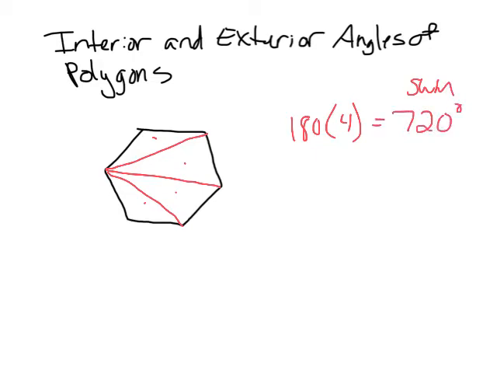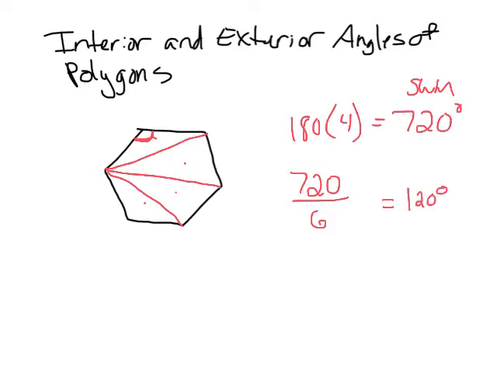If I wanted to find the measure of one of those angles, I take the sum and I divide it by the number of angles, which is the same as the number of sides. So I take 720 divided by 6, and that's going to be 120. That's each interior angle, 120 degrees.